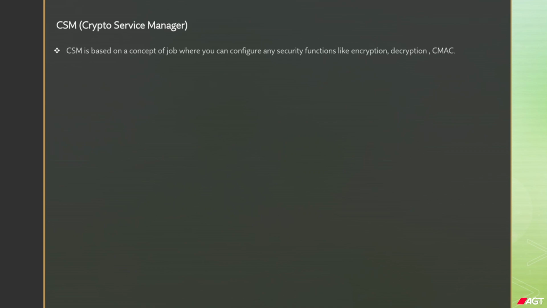Let's see the different components of the crypto stack in depth. First, let's see about the CSM, which refers to Crypto Service Manager. CSM is based on the concept of a job, where you can configure any security functions like encryption, decryption, and CMAC. And it supports multiple jobs, so we can use multiple security functions in parallel. It supports synchronous and asynchronous mode, which is nothing but synchronous and asynchronous jobs.